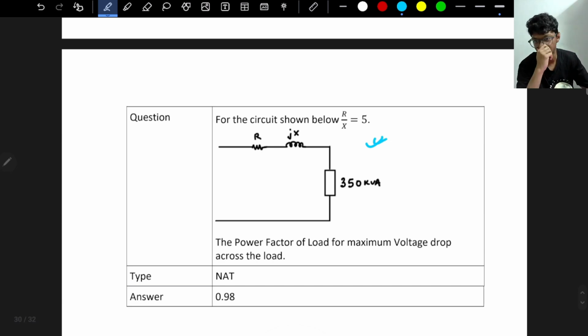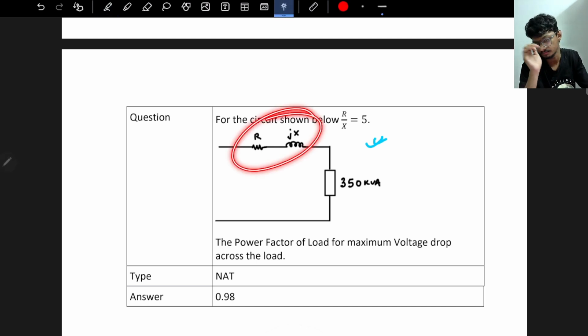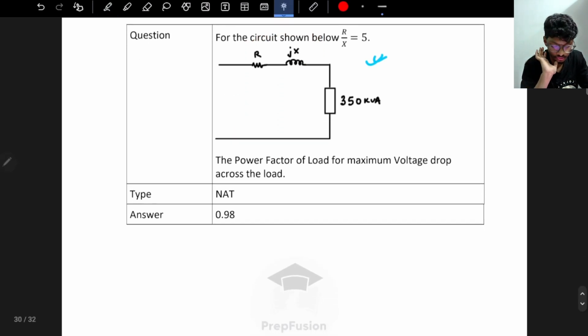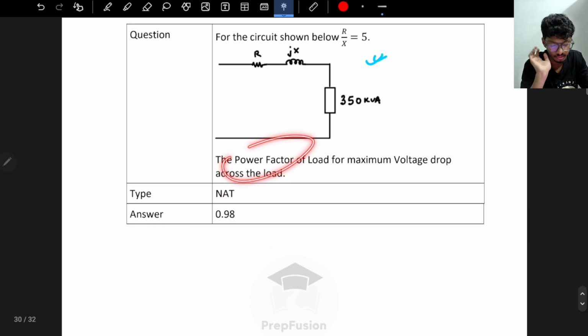This again came in voltage regulation. You have to find out the condition for voltage regulation, because you have to find out the maximum voltage drop across the load. So if there is maximum voltage drop across the load, voltage regulation will be very good then. There will be very low drop here. According to that you can solve. So the answer will come out to be 0.98. The power factor will come out to be 0.98.